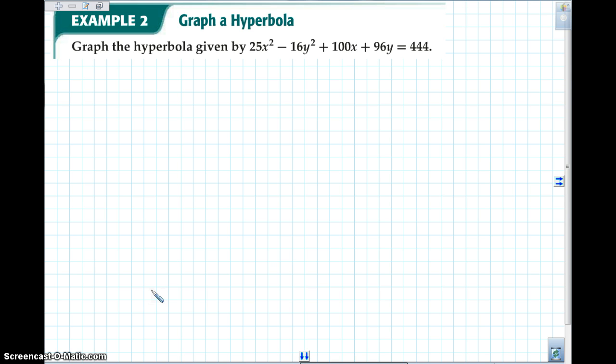So a lot of what we're about to do is the same as when you're trying to solve for ellipses. You're still going to be completing the square. You're going to try and get all of your terms into binomials.